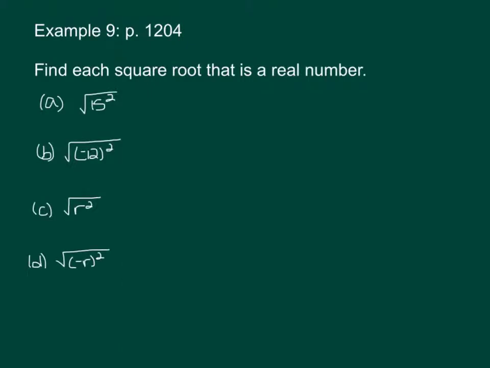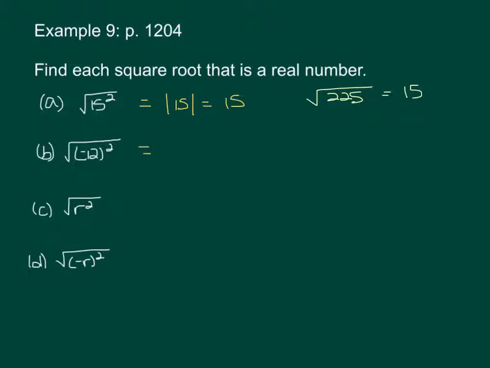Okay, so in example 9, find each square root that's a real number. So the square root of 15 squared is going to be the absolute value of 15, which is just 15. Another way to do it is to say 15 squared is 225, and the square root of 225 is 15.